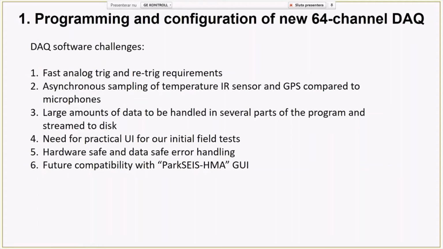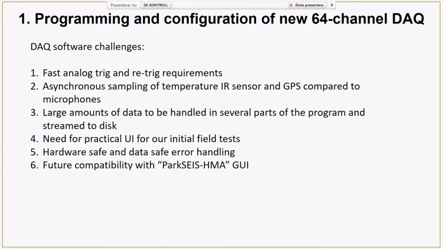We also need a capability of asynchronous sampling of the temperature sensor and the GPS because the microphones will be sampled at a much higher rate compared to what the temperature and GPS can be sampled. So that's also one of the new things in the new system that we have been working with. Number 3, we have large amounts of data that need to be handled in several parts of the program in parallel and at the same time streamed to the hard drive.